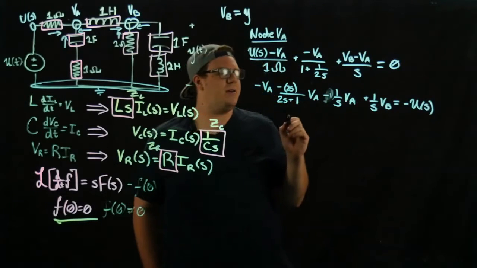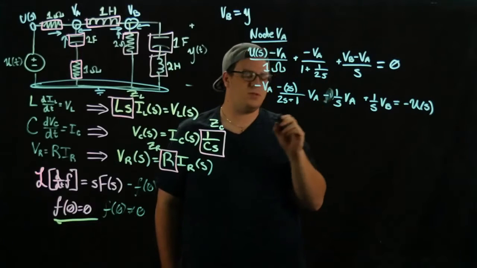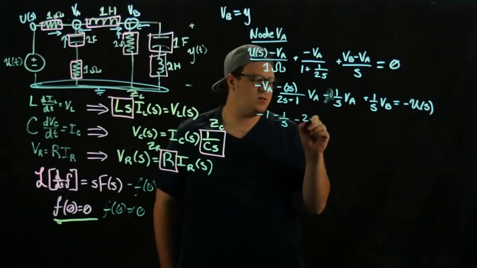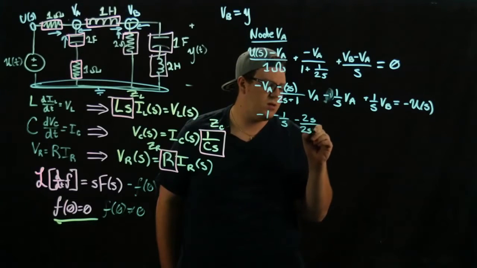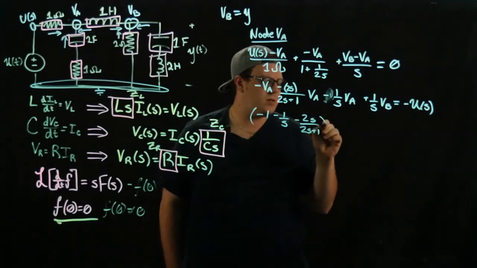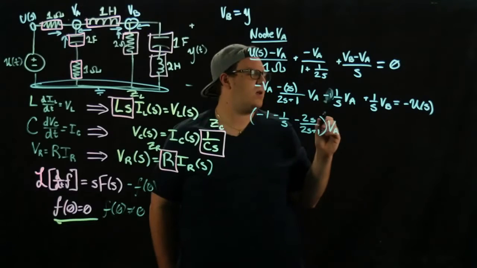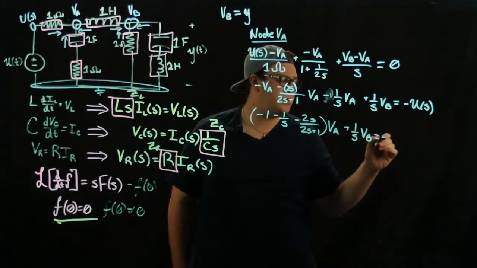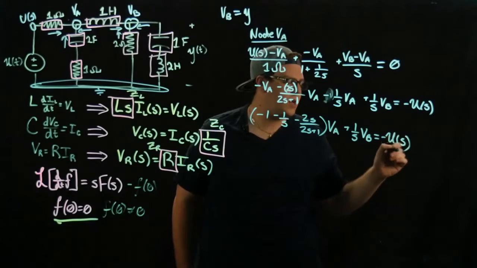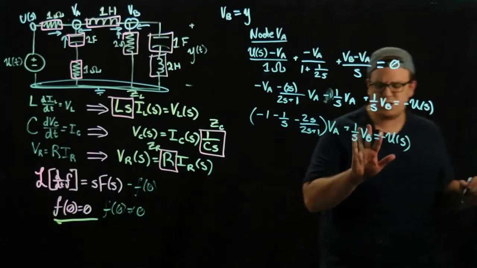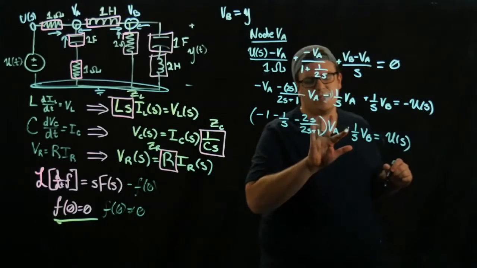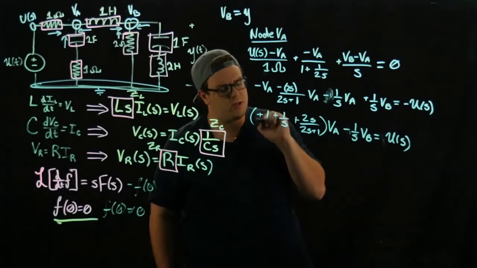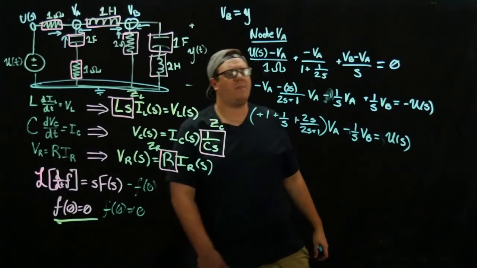And then we're going to combine here. So we have minus 1 minus 1 over s, and then we have minus 2s over 2s plus 1, all times VA plus 1 over s VB is equal to negative U of S. I don't like this equaling negative U of S just because it seems weird. So we're going to flip the signs of everything just for a sanity check. Plus, plus, plus. OK.